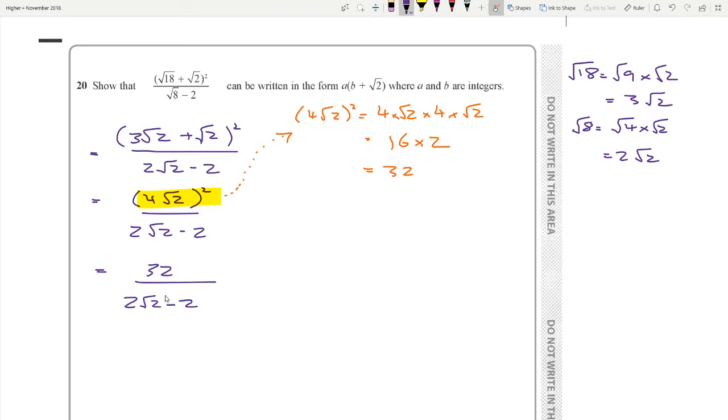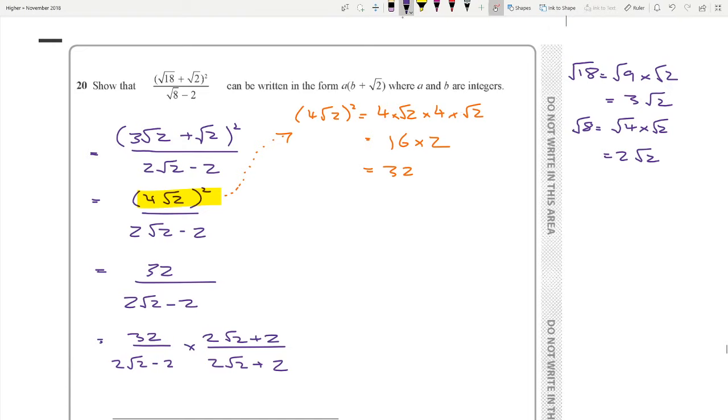Now we need to rationalize the denominator. Okay, how do we rationalize the denominator? We need to multiply by 2 root 2 plus 2. And by doing that, we'll rationalize the denominator, meaning we'll get rid of the surds. So I'm going to write down 32 over 2 root 2 minus 2. You want to multiply this by 2 root 2 add 2 over 2 root 2 add 2. Okay, let's look at that then.